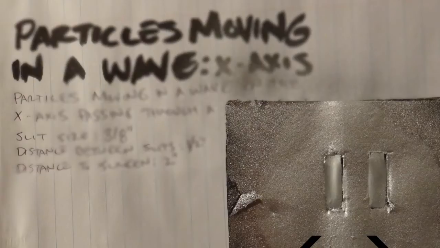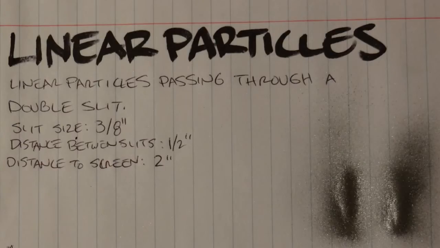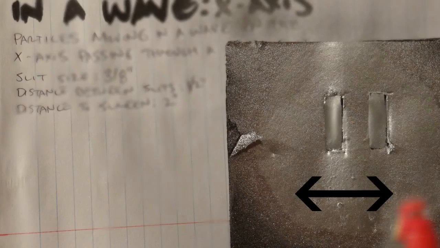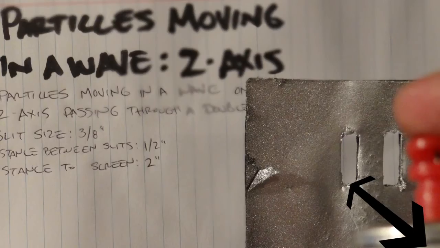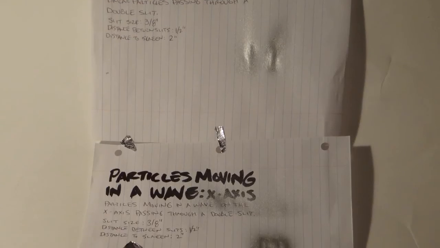With our double slit and a screen placed behind, we will again spray a stream of particles through the slits, but this time the particles will be moving in waves on the X, Y, and Z axes in three separate experiments, respectively. We will also remember the results of our linear particles moving through a double slit as our control experiment. Then we'll move the source on the X-axis, then on the Y, and finally on the Z-axis. When we're done, we'll compare the results. Let's begin. My results can be seen here.